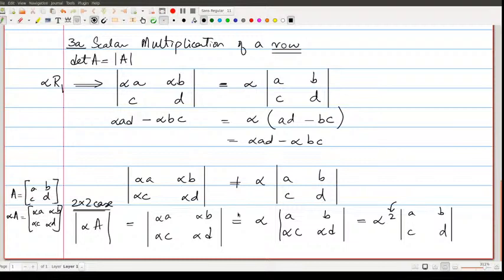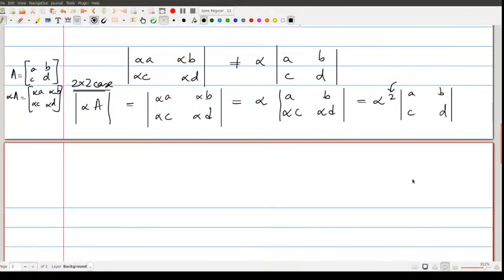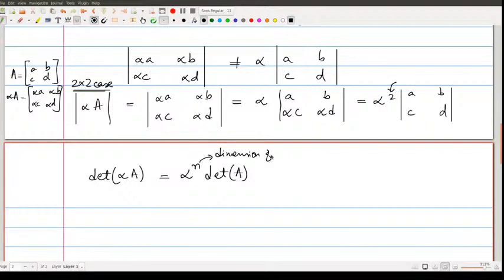So this gives us another property, which I can write maybe as a sub-property of this one: the determinant of alpha times A is equal to alpha to the power n times the determinant of A. What does this say? It means, and this n is, by the way, the dimension of the matrix, which, if it's a square matrix, is n by n, 5 by 5, 10 by 10.